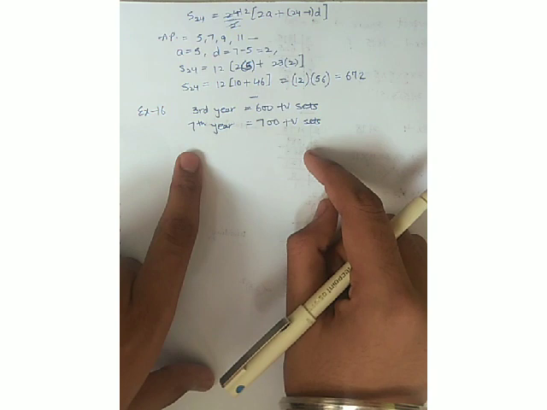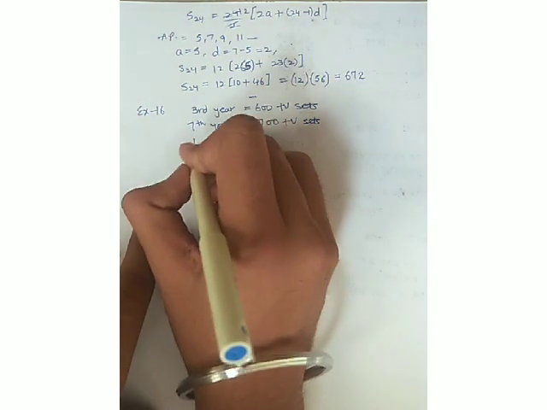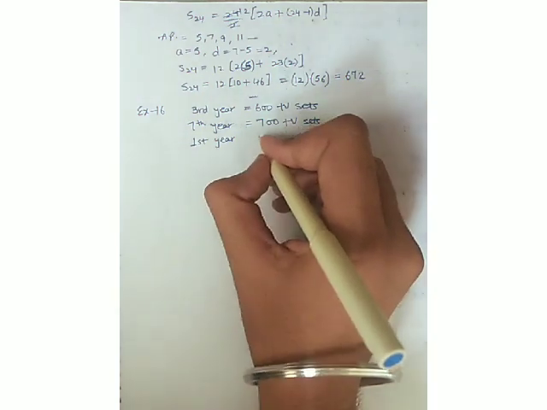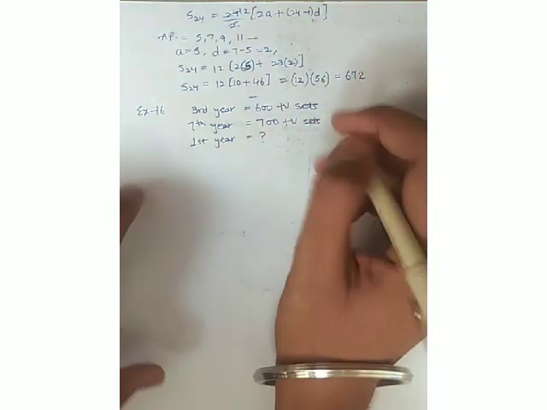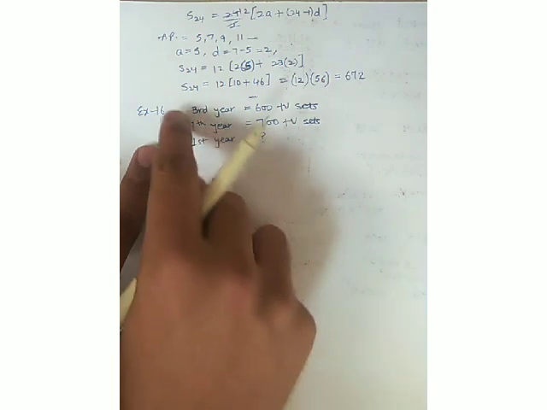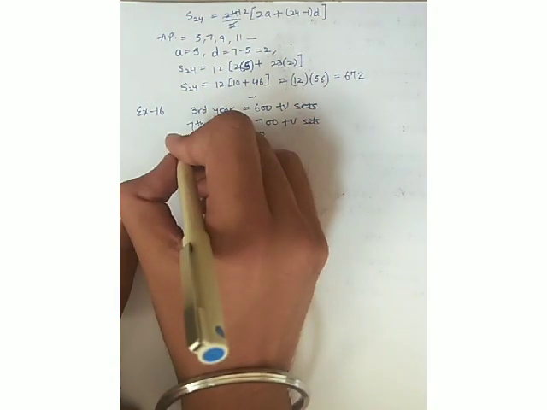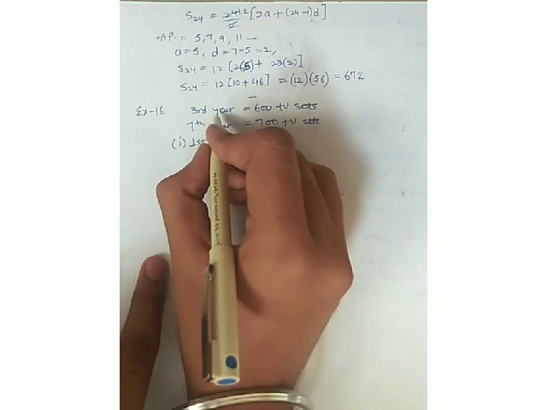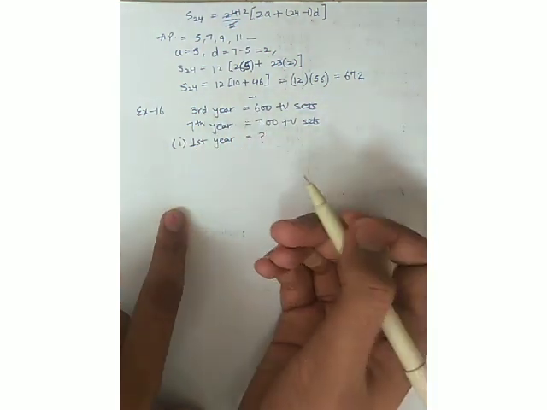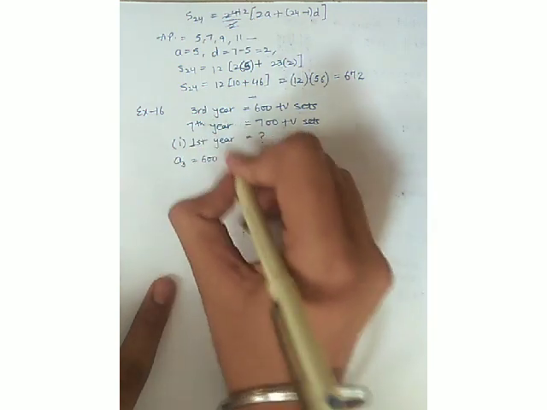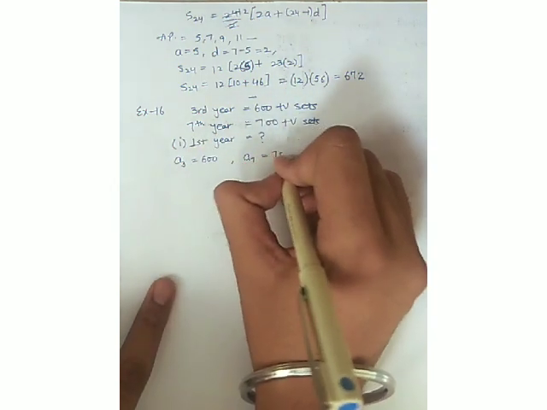So we have to find the production in the first year. Now, most of the students get confused that no first term is given, no AP is given, and how we are able to find it. Now it's clearly seen over here that the third term is given, the seventh term is given, and we have to find the first term. This is our first part. Firstly we'll do this. Now third year, which is our third term of the AP, A3 is given 600 and A7 is also given, that is 700.